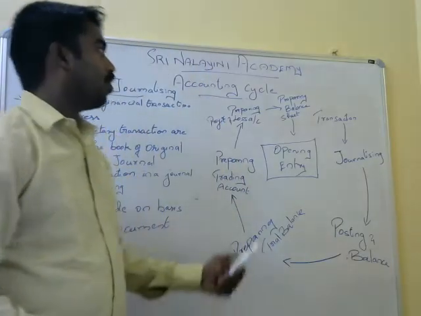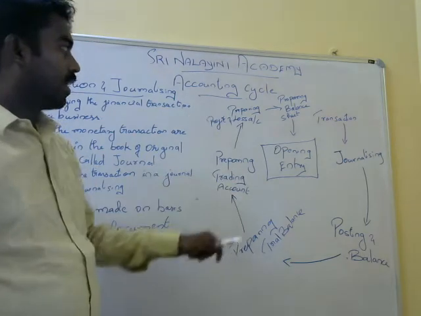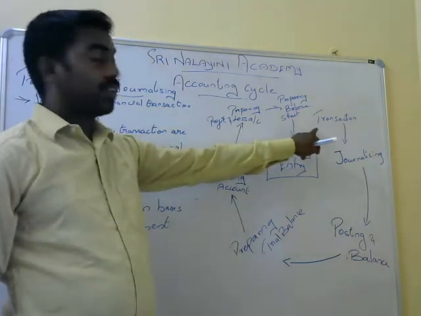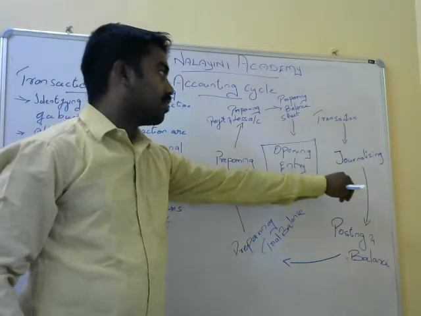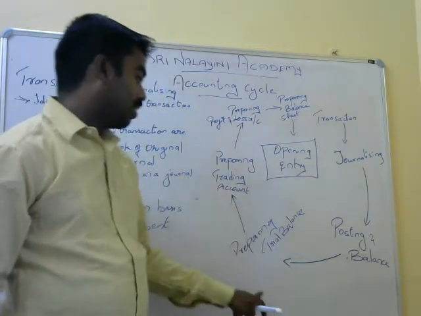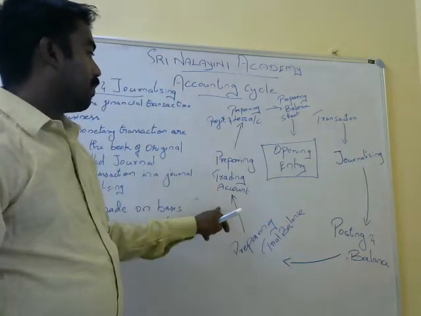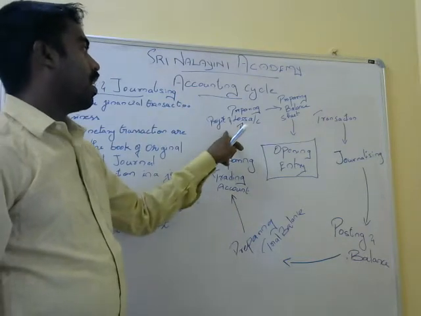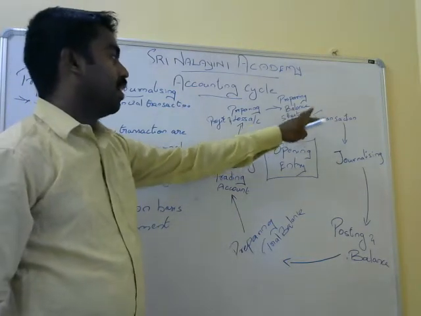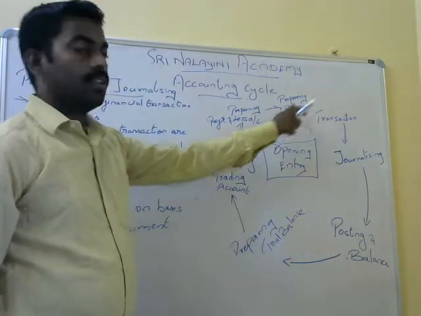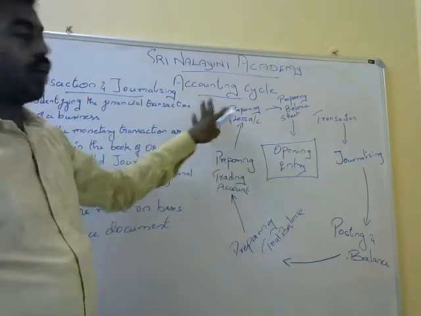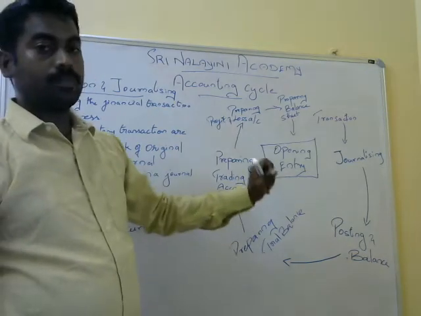I have explained the meaning of the accounting cycle. Next, I am going to talk about the transaction and journal. There are 7 steps: transaction, journalizing, posting and balancing, preparation of trial balance, preparing a trading account, preparing a profit and loss account, and preparing a balance sheet. 1, 2, 3, 4, 5, 6, 7. These are the 7 steps. It's called the accounting cycle. I will explain each one.